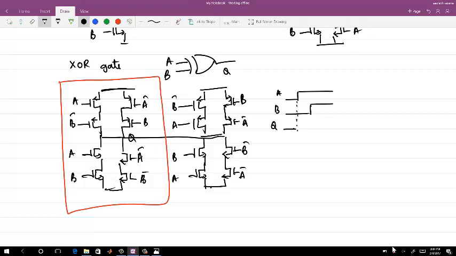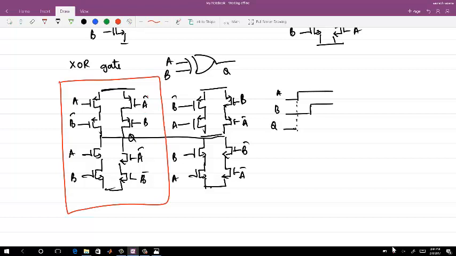Right? Then when A goes high, what happens? So think this way: when B is low, that means your B. When A is low, your A bar is high, and this B is active. Okay. So look at which signal will make the transition to the output.